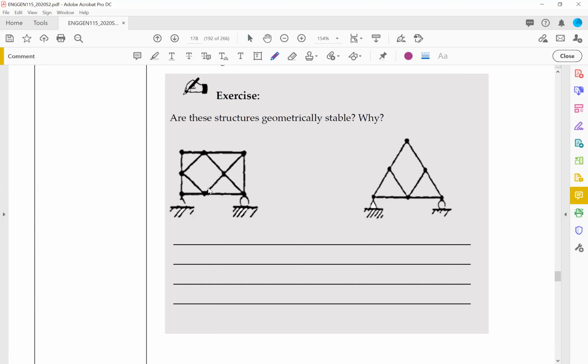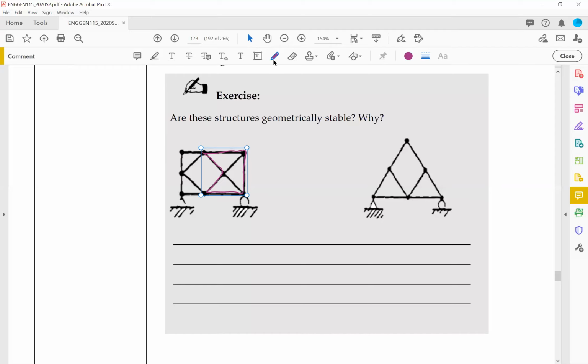Now, we do have a square here, right? And we know that squares are unstable. But that's not the only thing we need to look at. If we had a look at what was behind it, so this structure right here, we can see that that is a stable structure because it consists only of triangles, right?